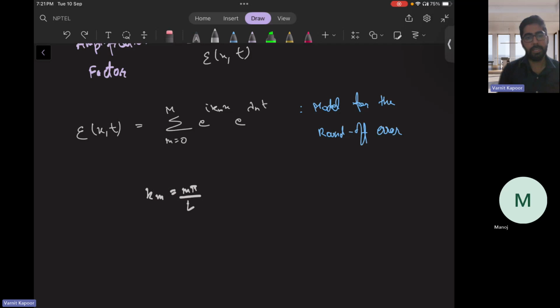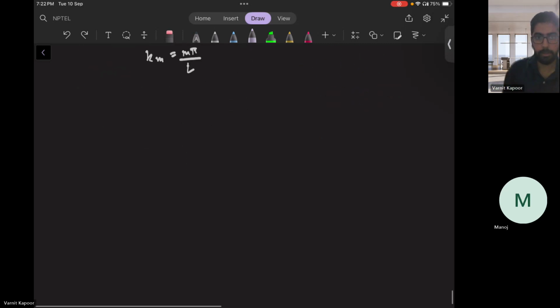We have said that epsilon is composed of several modes, the sum over m equals 0 to capital M. Now, as this equation is linear, we can use the linear superposition theory, because the solution is linear. So it is the summation of all these solutions. You can apply the linear superposition theory.